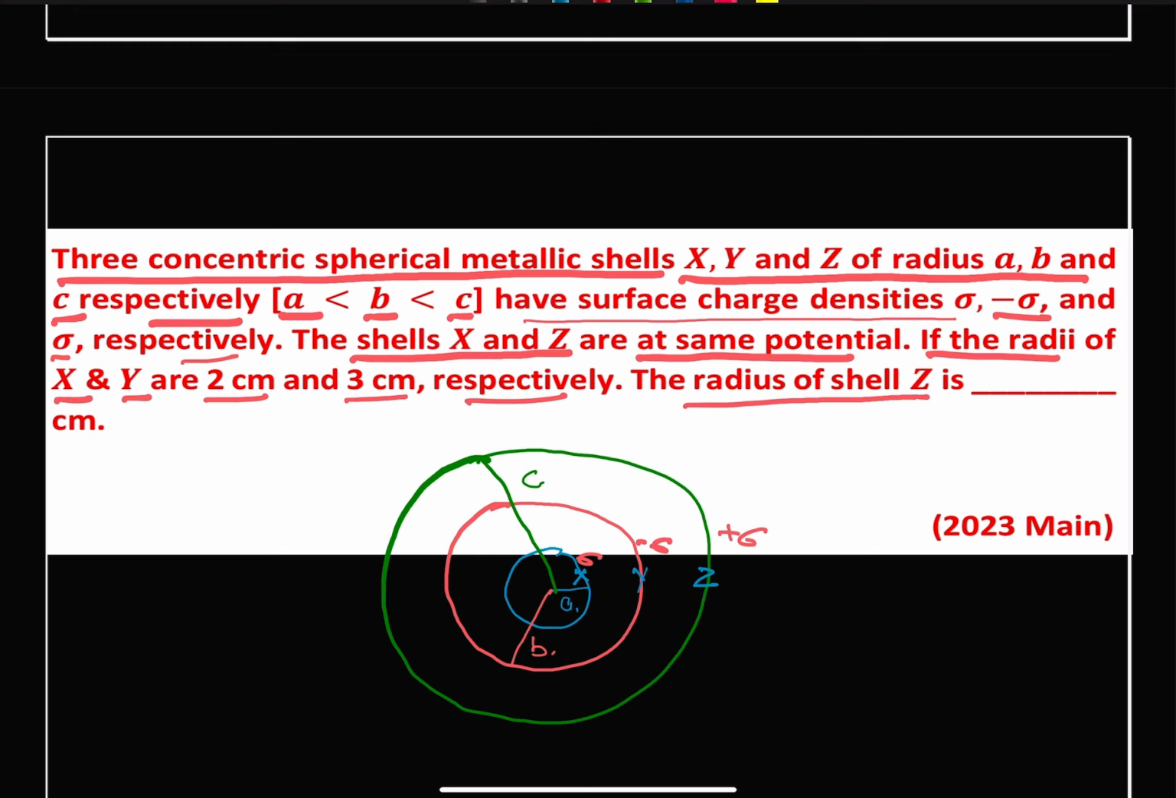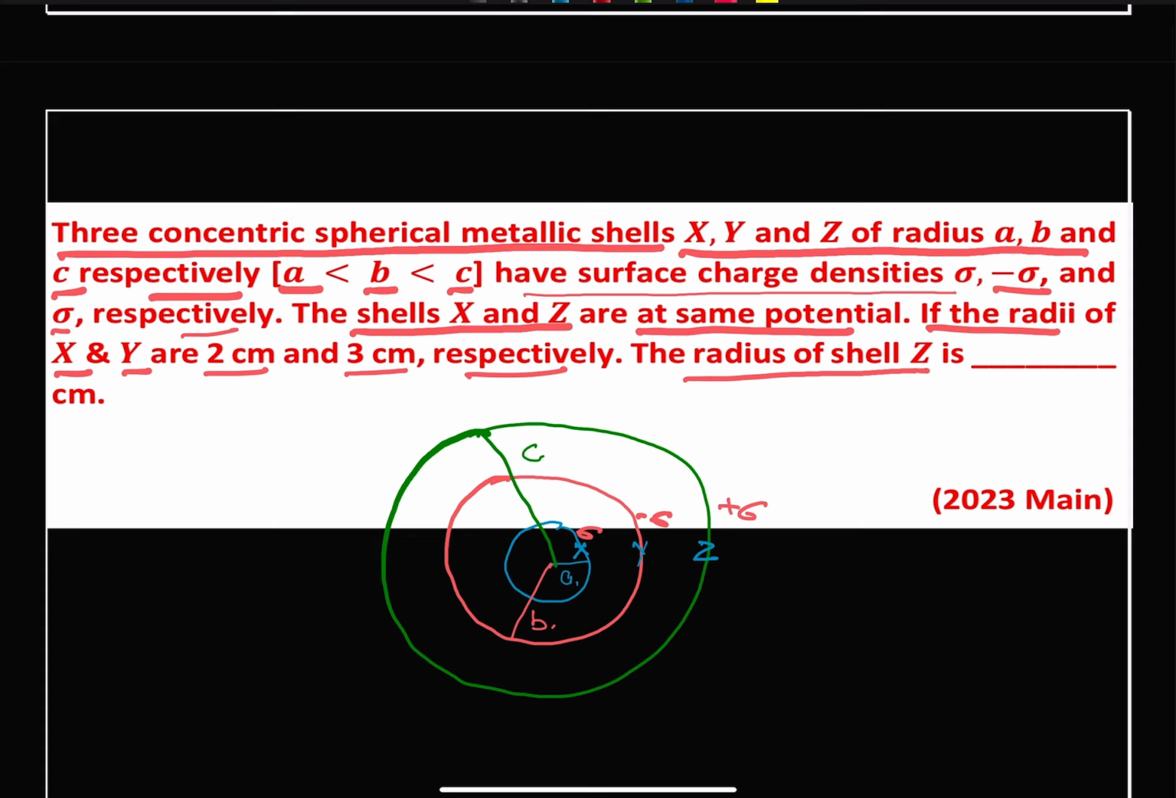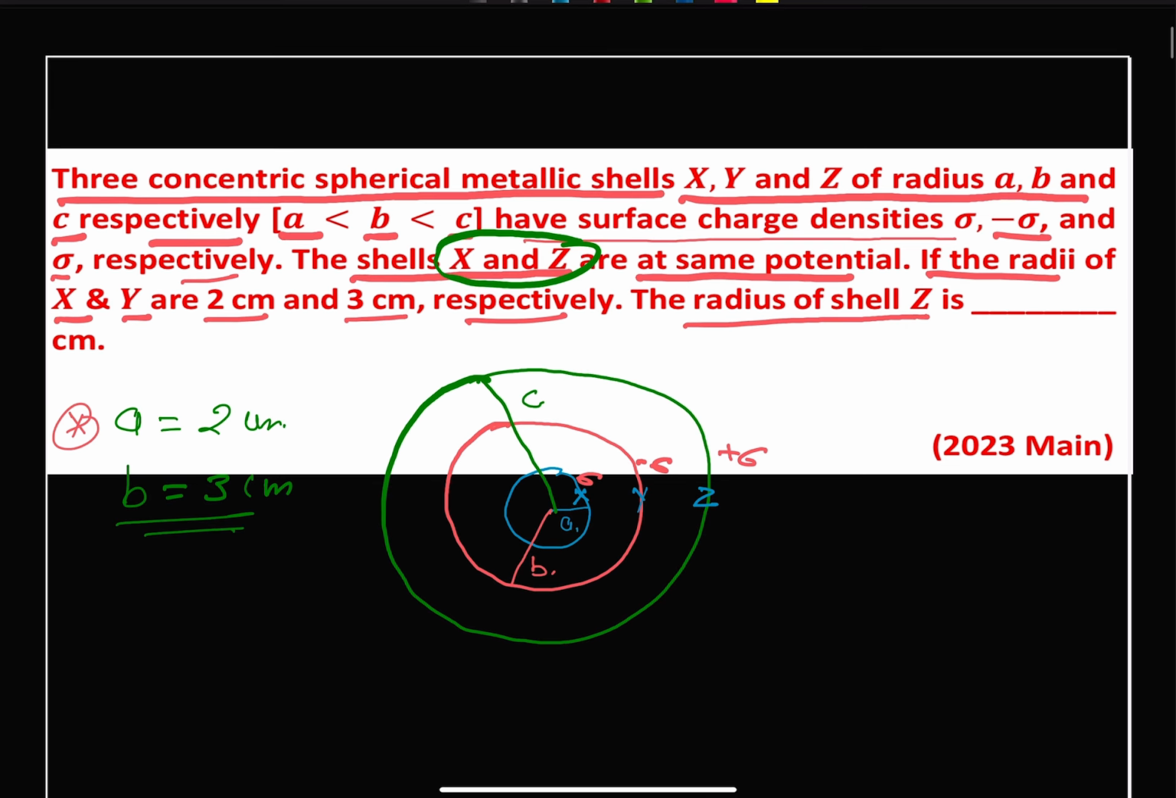The radii of X and Y are given to us. It means the values of A and B are given to us. We are given that A is equal to 2 cm and B is equal to 3 cm. And we are also given that the shells X and Z are at the same potential. So you can say potential at shell X should be equal to potential at shell Z.